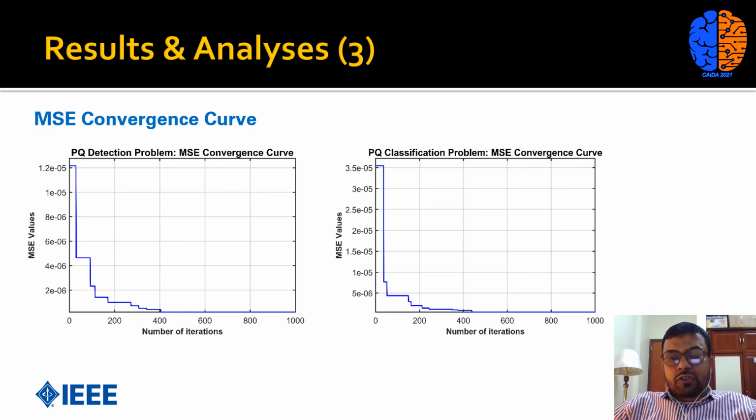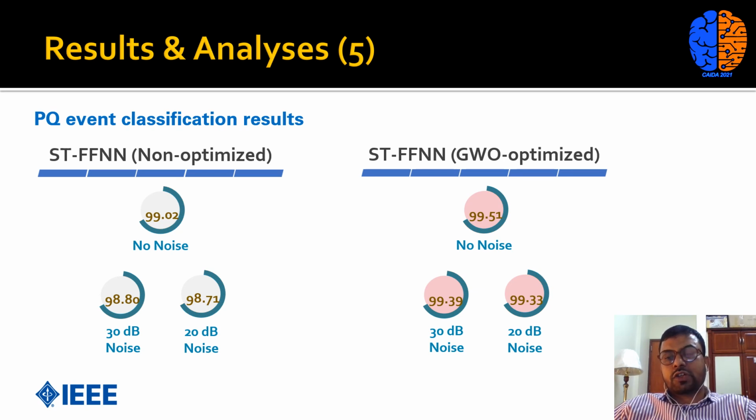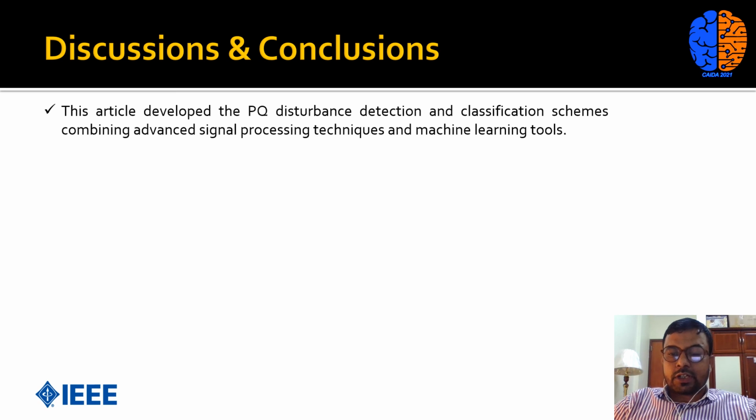These are the MSE convergence curves while optimizing the weights and biases of the neural networks employing the Grey Wolf Optimizer. After optimization of the weights and biases of the neural network, the detection accuracies have been improved. For example, under noise-free measurement, the detection accuracy has been improved from 98.98% to 99.54%. Similarly, the optimized classification neural network outperformed the non-optimized classification neural network in terms of overall accuracies under both noisy and noise-free measurements. Now we are at the final part of this presentation.